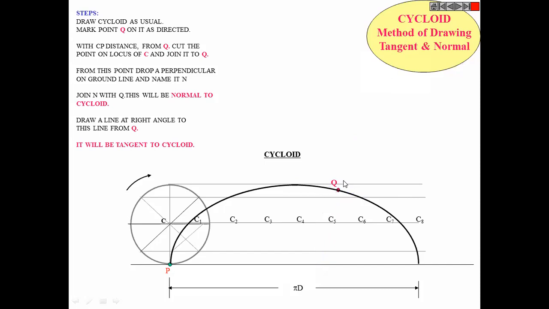Pay attention. This is given point. Now you mark radius equal to CP on the center line. Extend that point to the bottom, the straight line path. That will give you some intersection point. Now join that point which you have just got and the given point. That is normal, and this is tangent. Clear? Clear to everyone? Yes, sir.